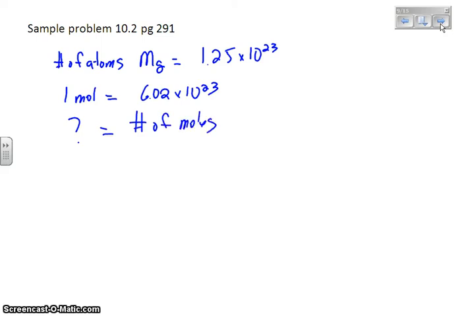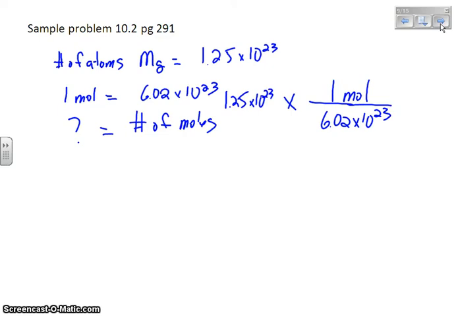So therefore, we need to use the conversion factor of 1 mole over 6.02 times 10 to the 23rd power. That is our conversion factor. So we take what we have in the problem and multiply it by 1 over 6.02 times 10 to the 23rd. And in this case, it's 1.25 times 10 to the 23rd.